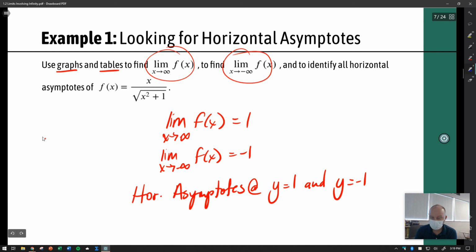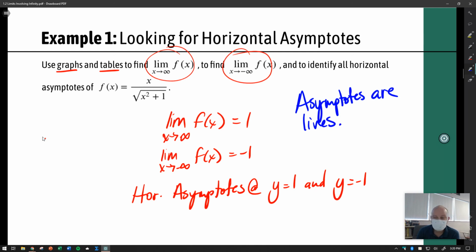Important things to note here before we end this video. Asymptotes are lines, so we need to write them as such. If you just say a number, there's an asymptote at 1, there's an asymptote at negative 1, you're not telling a whole story. So we need to tell the whole entire equation of a line. Y equals some number, okay?